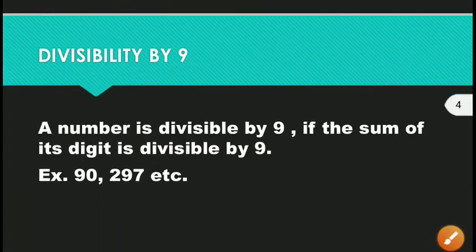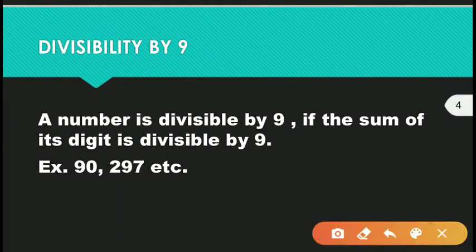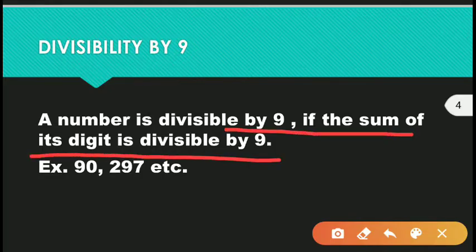Next divisibility test is for 9. A number is divisible by 9 if the sum of its digits is divisible by 9. The divisibility tests for 3 and 9 are the same. Only the difference is there. In the divisibility test for 3, the sum of the digits should be divisible by 3. And in the divisibility test for 9, the sum of the digits should be divisible by 9. Both are similar, only the numbers are different. There it will be 3 and here it is 9.